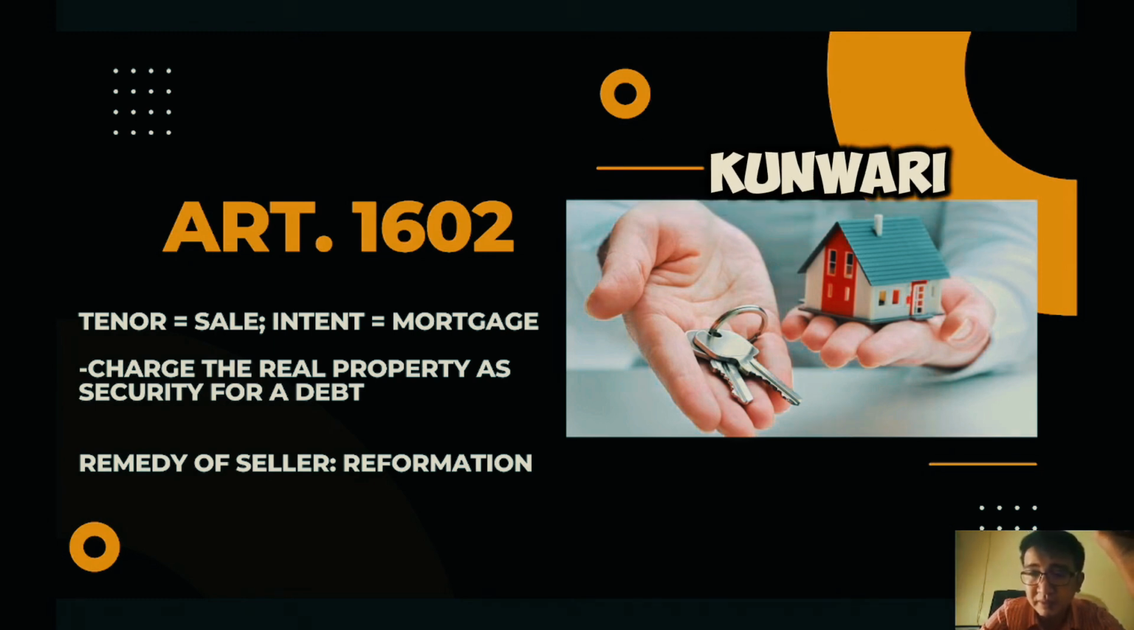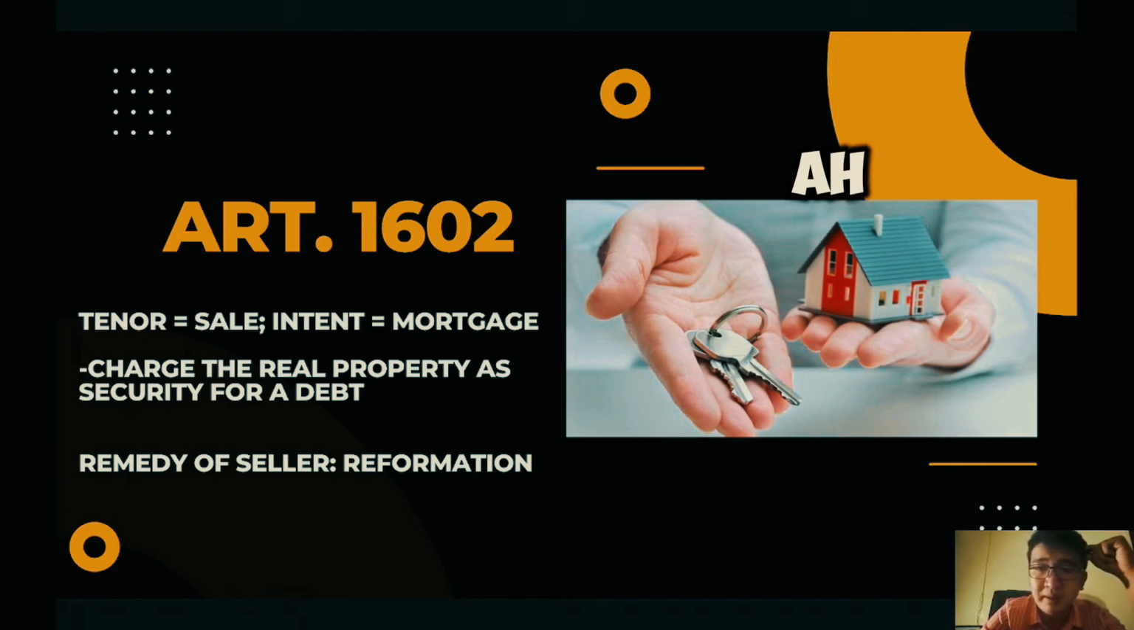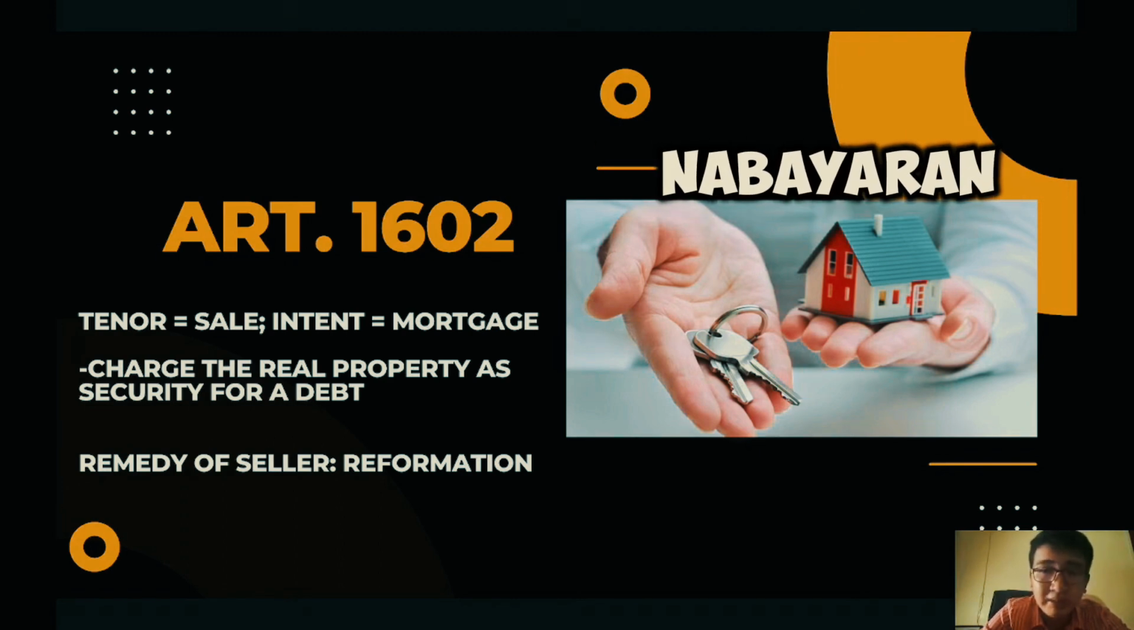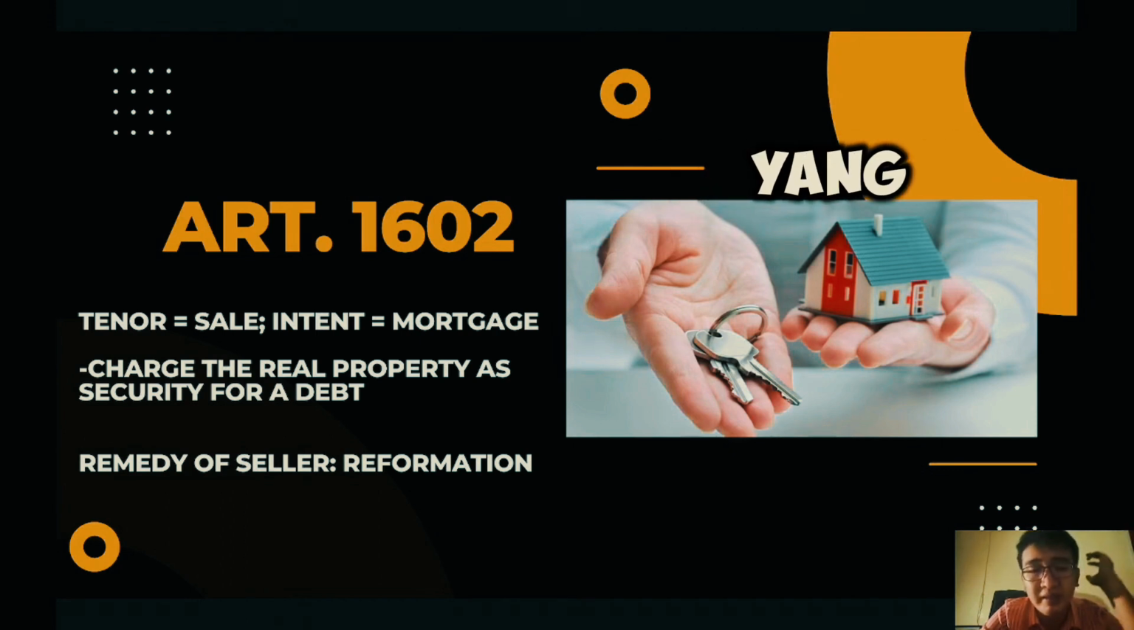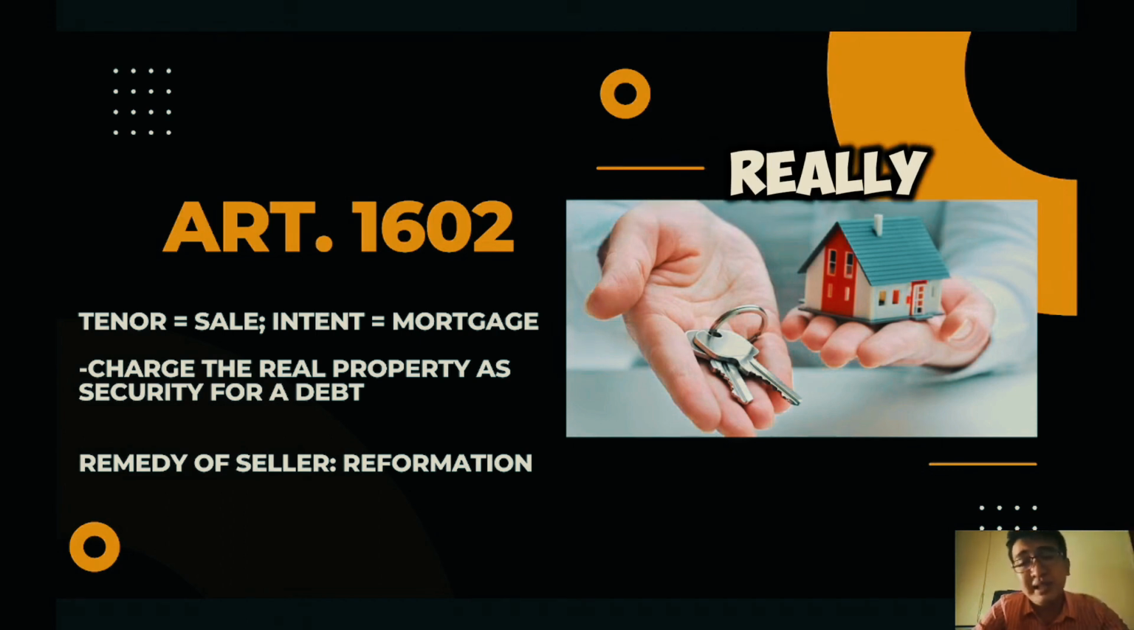Okay? Kunwari, let's say for example, A and B. Si B kailangan niya ng pera. Okay? So, ang ginawa niya, binenta niya yung property niya. Let's say for example, a piece of land. Binenta niya yung piece of land kay A. Okay? But their agreement was that kapag nabayaran ko yung utang ko, kukunin ko yung property.